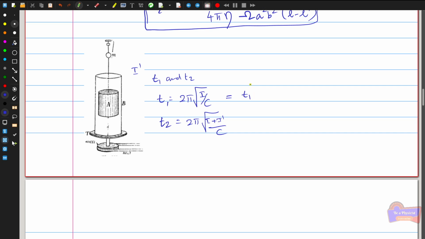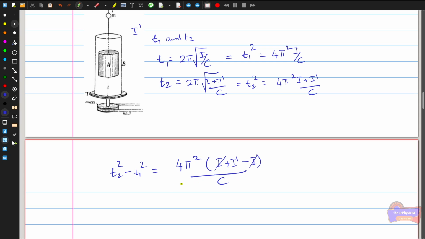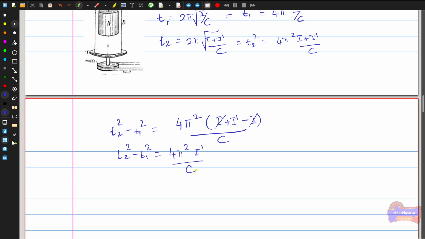So I can write this expression: T1 squared is equal to 4 pi squared I divided by C. Similarly, T2 squared is equal to 4 pi squared (I plus I prime) divided by C. If you subtract these two expressions, T2 squared minus T1 squared is equal to 4 pi squared (I plus I prime minus I) divided by C. The I and minus I get cancelled, so T2 squared minus T1 squared is equal to 4 pi squared I prime divided by C. From this equation I can easily calculate the torsional couple per unit twist, which can be written as C equal to 4 pi squared I prime divided by (T2 squared minus T1 squared).